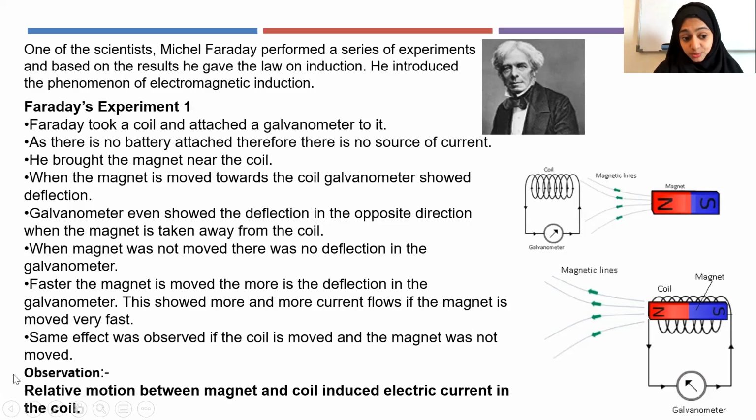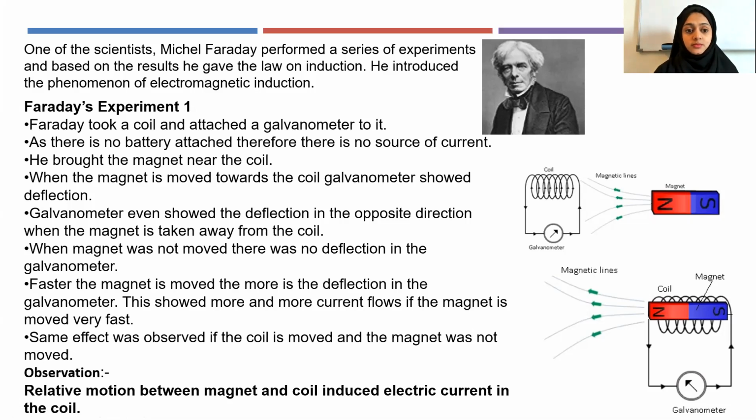So relative motion is important, not just motion. One of them should be stationary and the other should be moving. So relative motion between the magnet and the coil induces electric current in the coil. And the faster the movement, the more current is produced. And the movement can be either of the coil or of the bar magnet. So is this experiment clear to you?